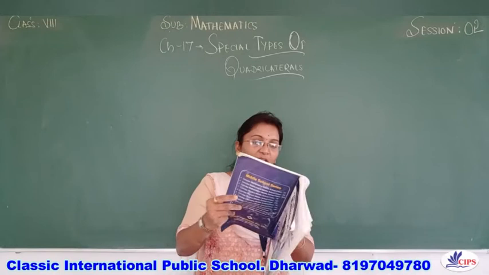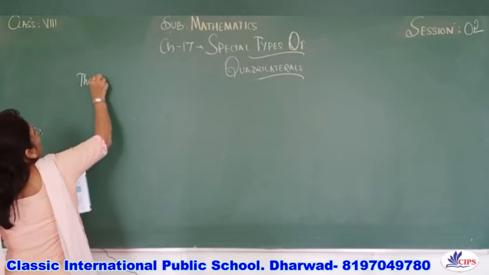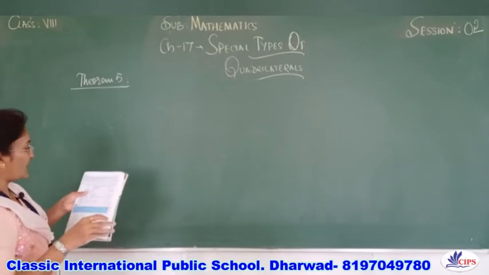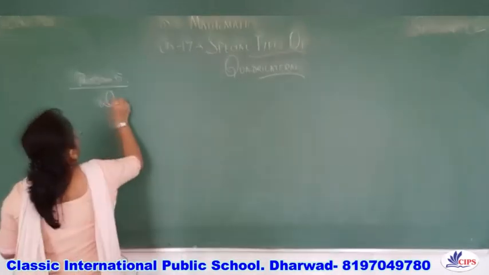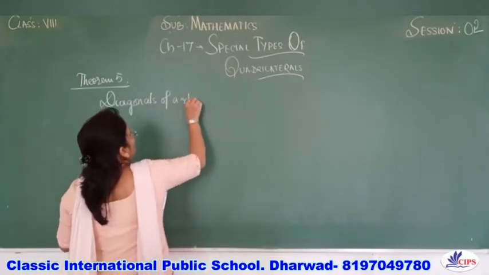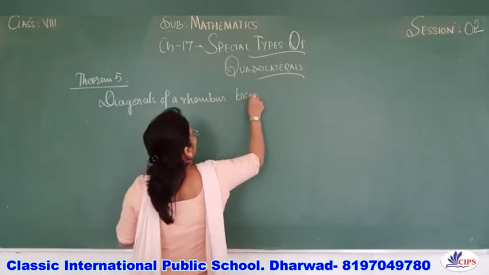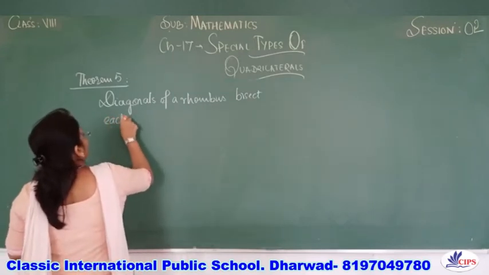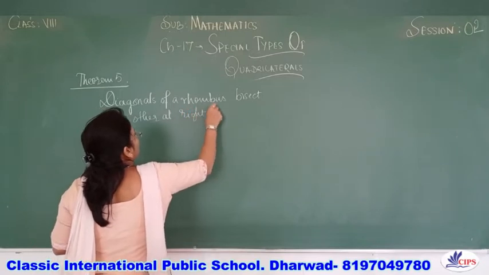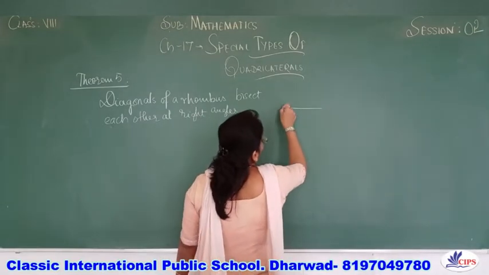So let us begin with the next theorem, theorem number 5. Diagonals of a rhombus bisect each other at right angles. So here we will draw a rhombus.